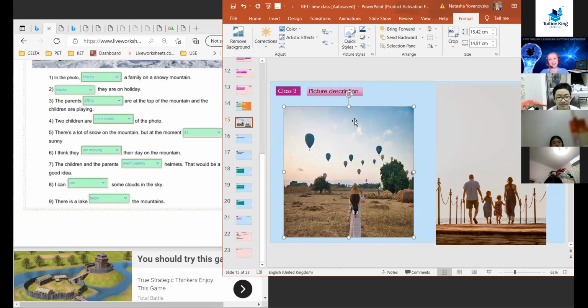Me. Yeah, go ahead, Ketyu. Let's see. In the photo, there's a beautiful lady watching the hot air balloons. Good. What else can we say?